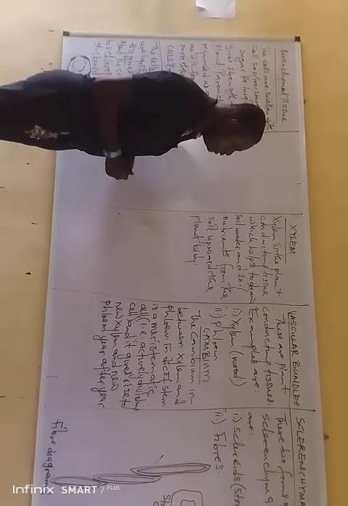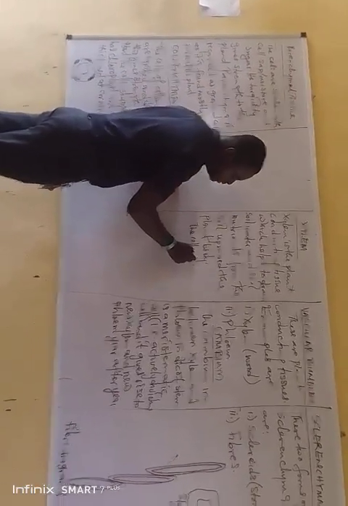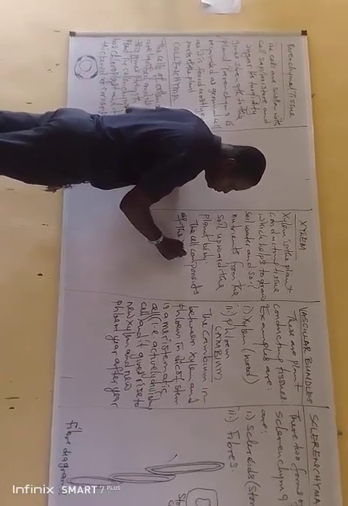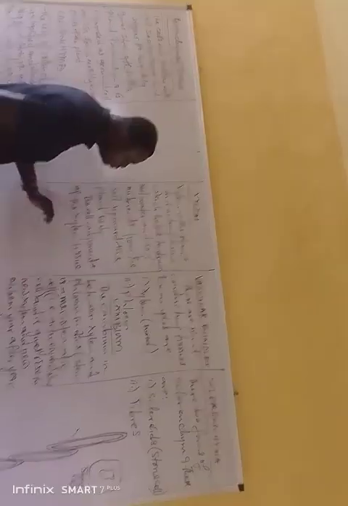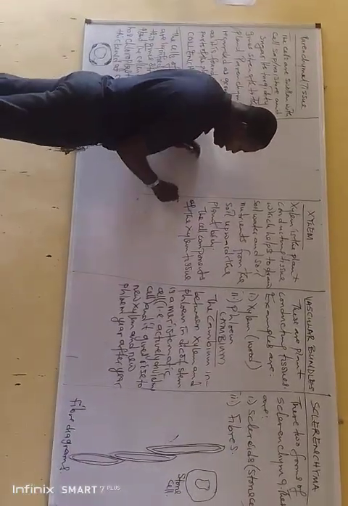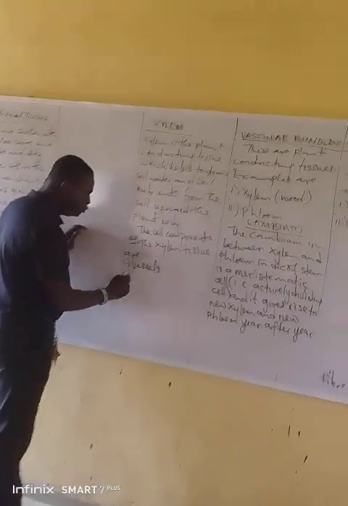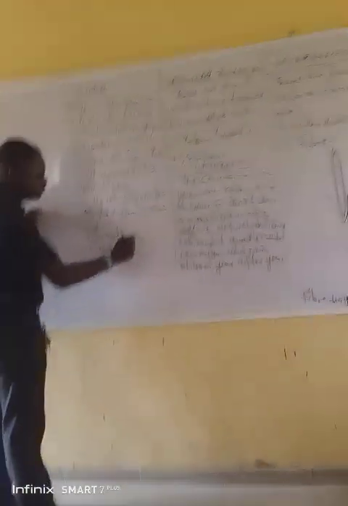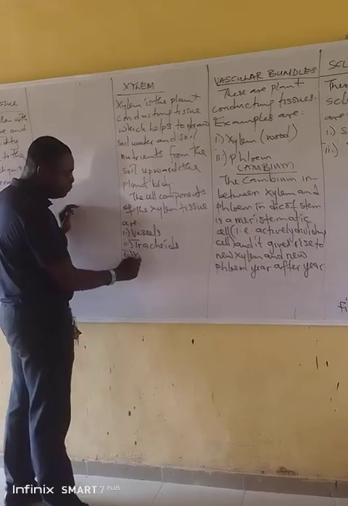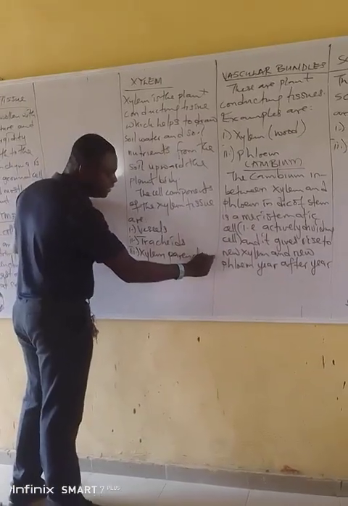Now, the materials that are moving inside xylem move upward. So let's look at the cell components of the xylem tissue. You know, a tissue is a group of cells. The different cells that make up xylem tissue are: one, vessels; two, tracheids; and the third one is xylem parenchyma. You can see parenchyma is very plenty.